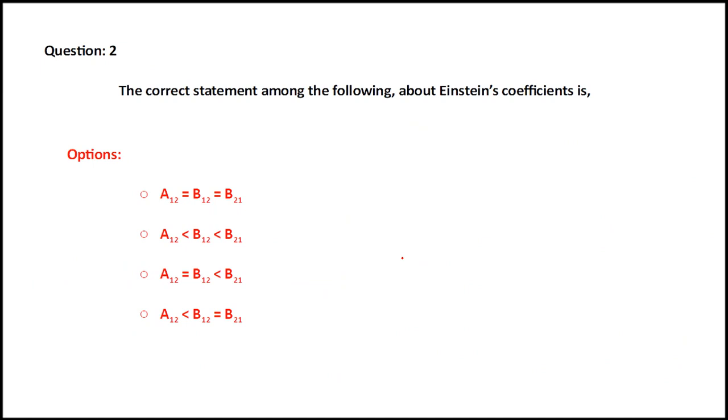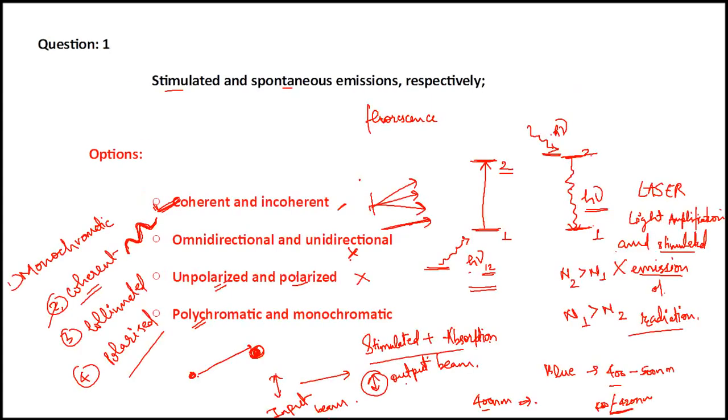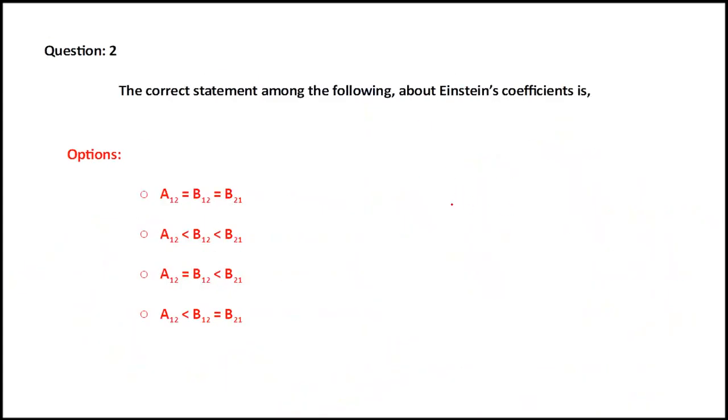Now we come to question number two. The correct statement among the following about Einstein's coefficient is. Okay. So first of all, in this question there are very few details given. So we'll start from the beginning. We'll see what these A1, A2, B12 and B21 are. As I stated in the previous question, we had drawn a system where say this is the ground state. Okay.